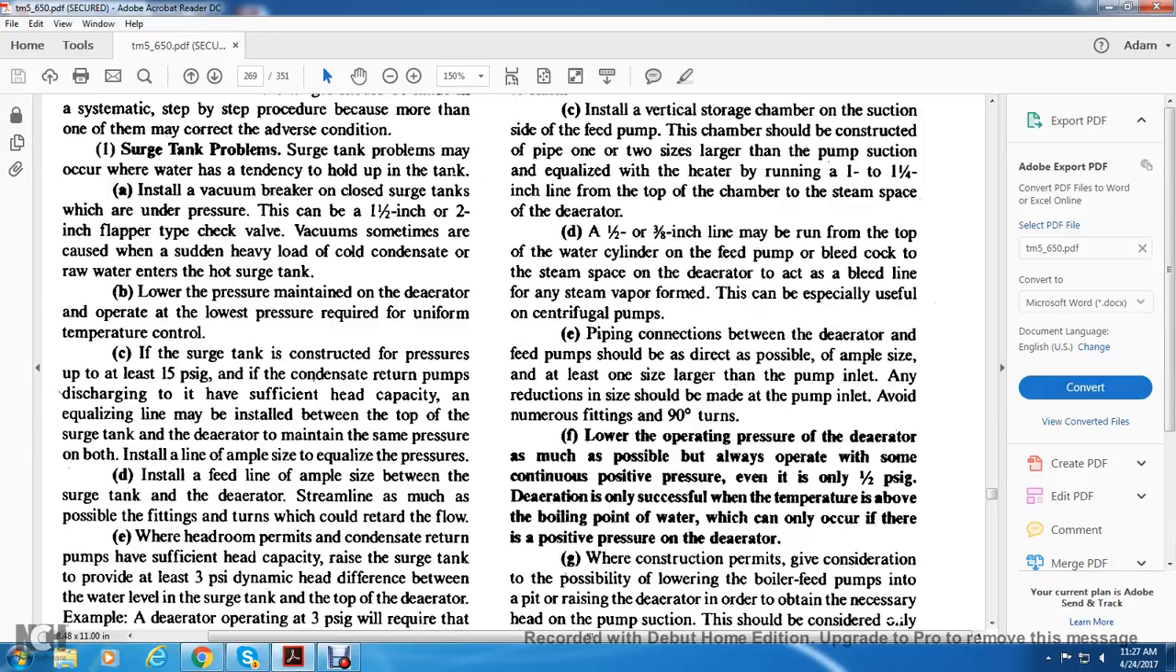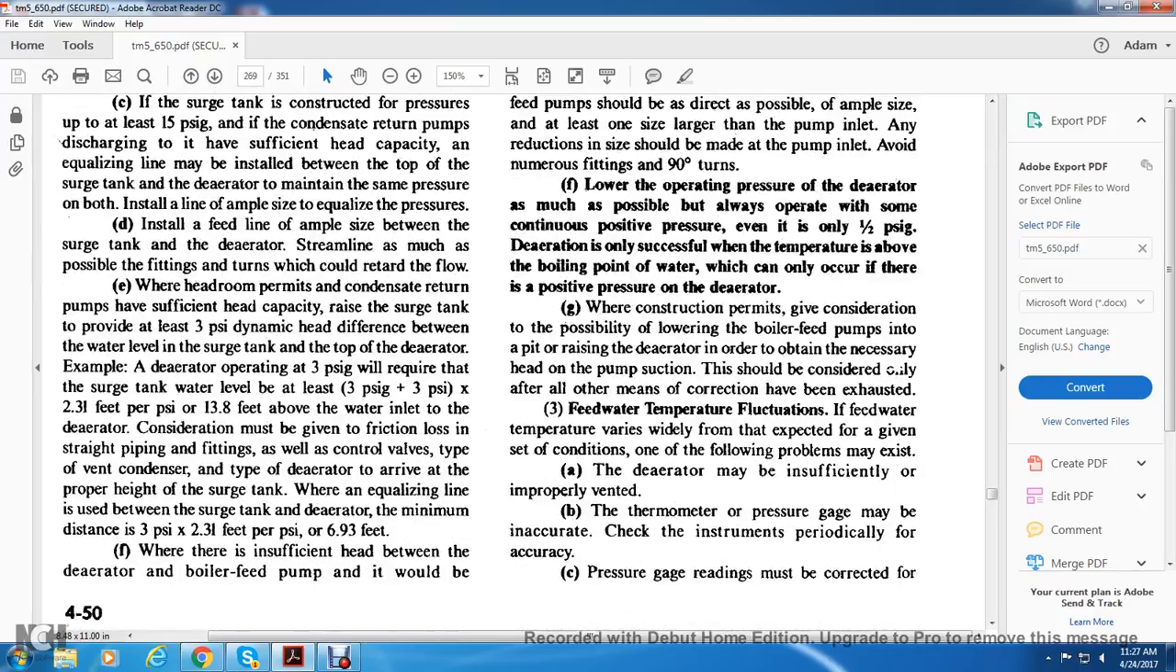Piping connections between the deaerator and feed pump should be of ample size where possible, at least one size larger than the pump inlet. Any reduction in size should be made at the pump inlet. Avoid numerous fittings with 90-degree turns.